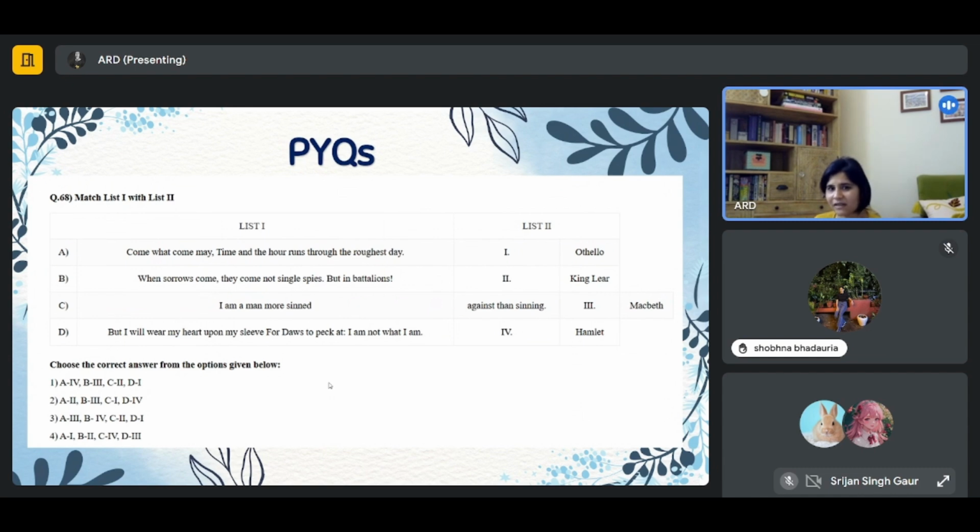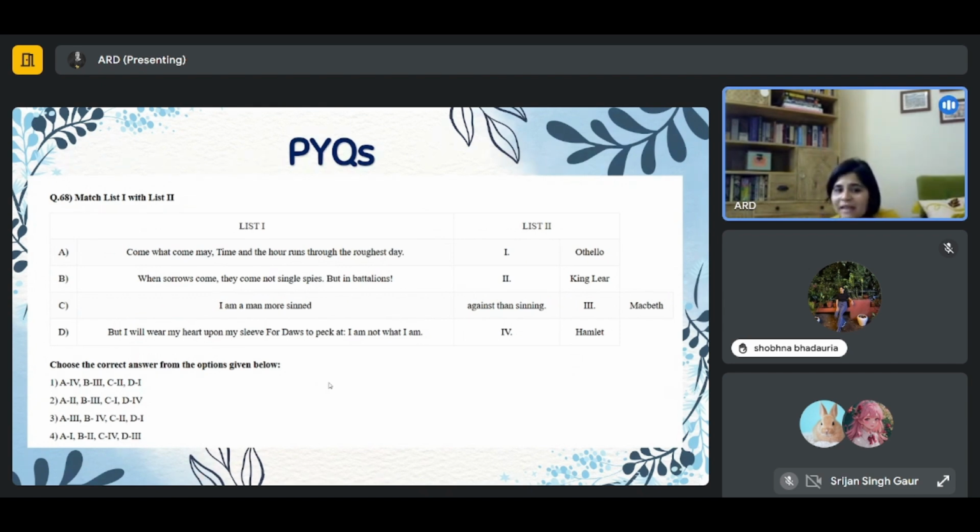Is it visible? Okay, we will go. Yes, ma'am. Go about it one by one. So, come what come may, time and the hour runs through the roughest day. This is said by whom in which of his tragedies? Macbeth. Yes, Macbeth. And in what context does he say this? So after the witches' prophecy, he is very anxious. So to calm himself down, he said, okay, whatever will be will be. Time, meaning even the roughest day passes. Okay, so it's in the beginning only, in Macbeth.